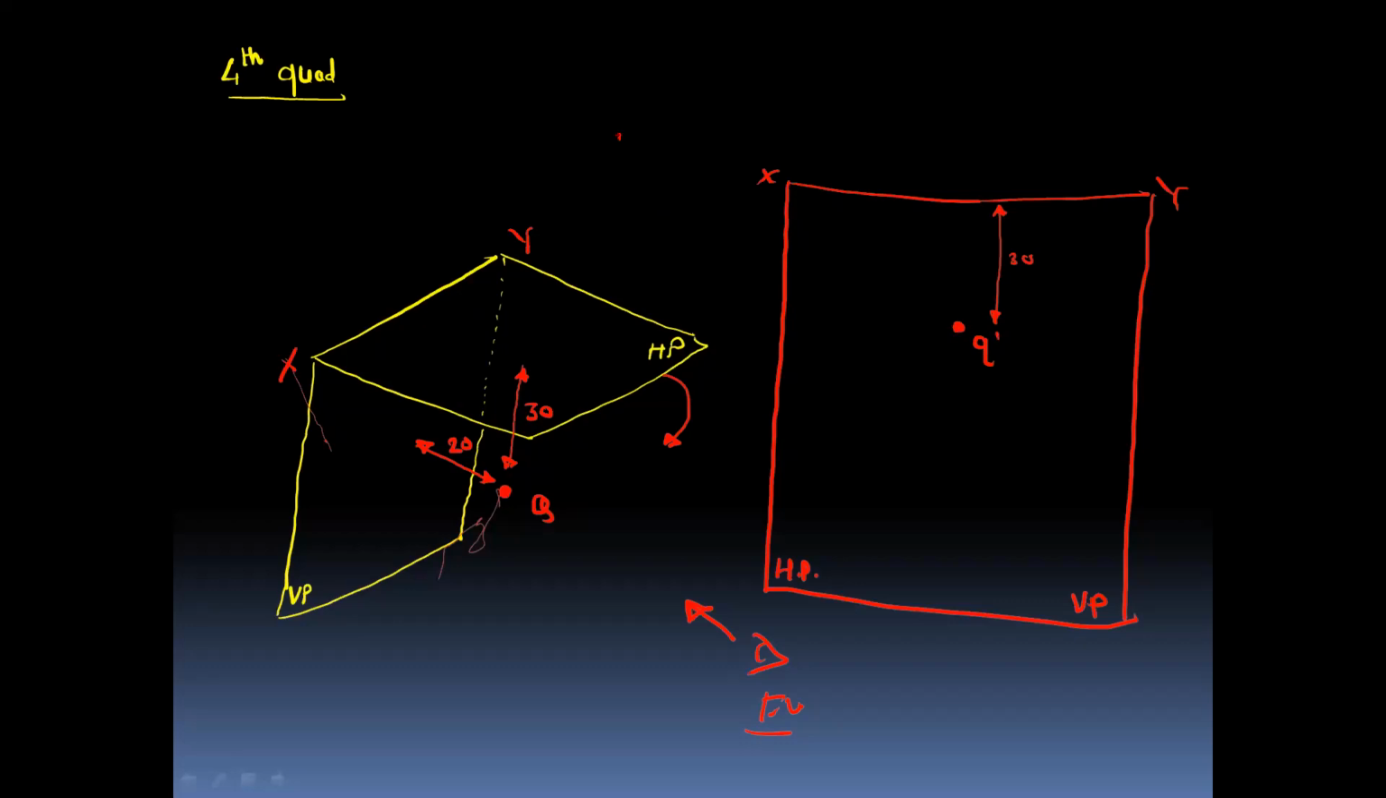And try to observe from the top view. From the top view, you can observe this 20 mm distance, which is in front of vertical plane. So this Q is projected on this horizontal plane. So take the distance 20 mm with respect to XY line.